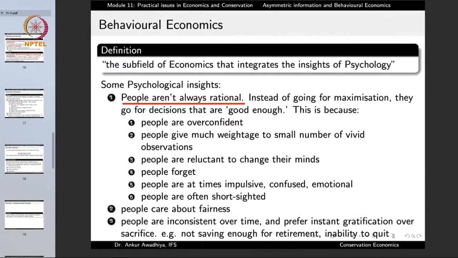People forget. When we were talking about rationality, we were saying that people are taking all sorts of information and doing all the processing that is possible to come up with a rational decision. But when people forget, it is possible that some of the earlier inputs are not taken into consideration at all.